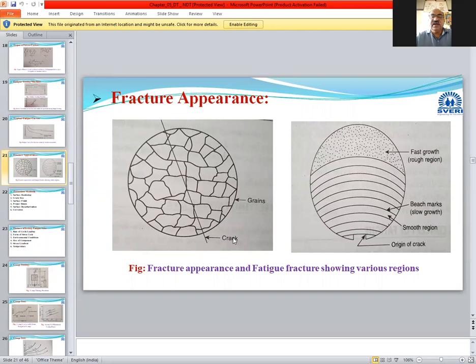And here it is a crack, and grain size is like this. So the fracture structure you will have to see under the microscope this way. This is also not that much related to your syllabus. Microstructures will be like this. Okay.